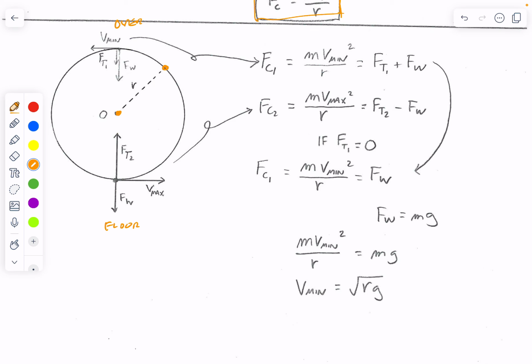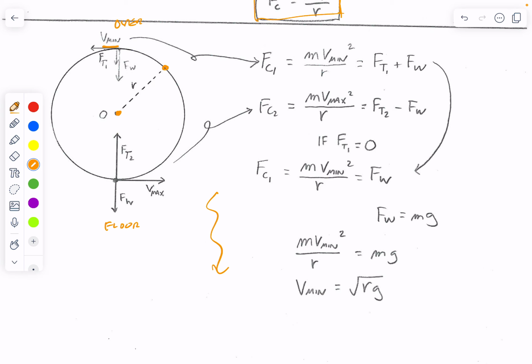Now, eventually, we're going to go the other direction. Now let's imagine we begin to slow it down. As we slow it down, the goal is to find the minimum velocity that will keep the string taut, keep it tight so it doesn't just fall down.